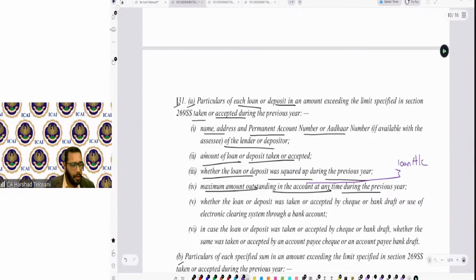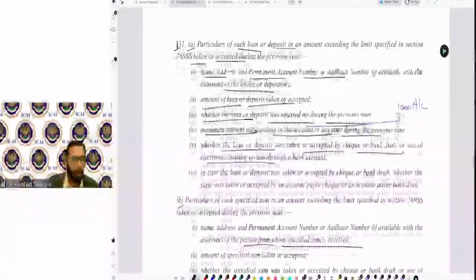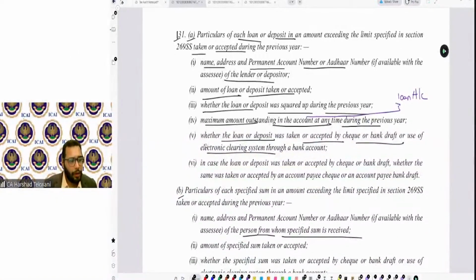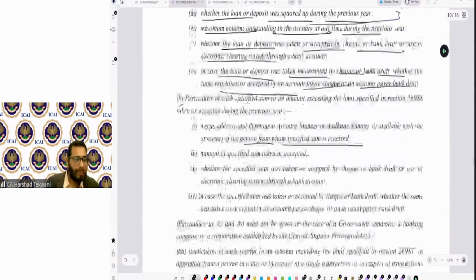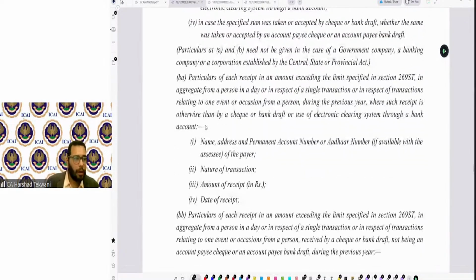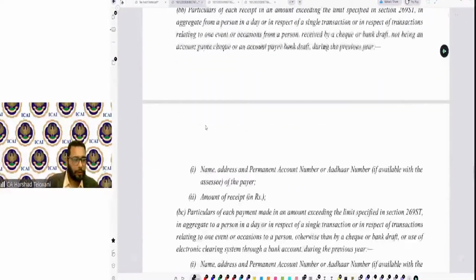And whether the loan was accepted or deposit taken accepted by check or bank draft or use of electronic clearing system. Okay. And in case of loan or deposit taken by check or bank draft, whether the same was accepted by account payee check or bank draft or not. So same way, each clause requires a detailed reporting with respect to these transactions.